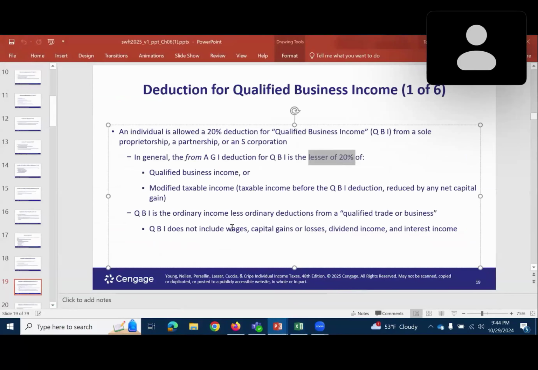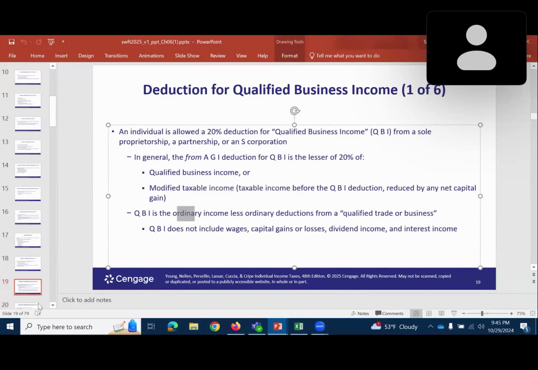What is qualified business income? Qualified business income is your ordinary income less your ordinary deductions from your qualified trade or business. It does not include wages, capital losses, dividend, or interest income. It's your ordinary income. What exactly is the business that you're in? What is the revenue you generated from the actual business? And what are the expenses you had to sell those products?